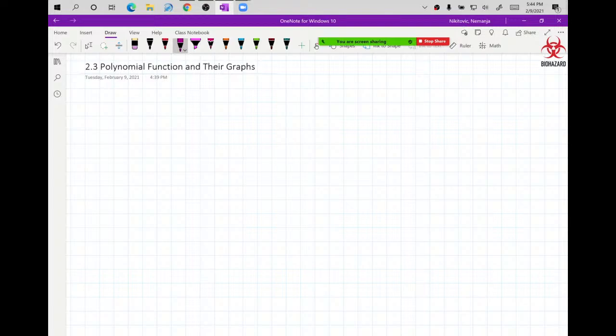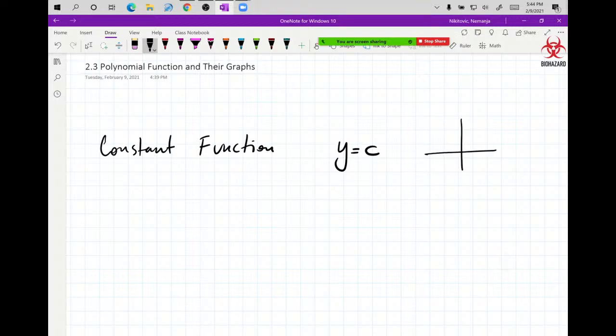So you learned a couple of functions that belong to this category already. What you know so far, hopefully, is the constant function, which is y equals c. That is going to be a horizontal line through c. It's called a constant function because no matter what x you use as the input, the output is always the same value, in this case c. So if that number is, let's say, 2, it's always 2. If the number is 3, it's always 3, and so on.